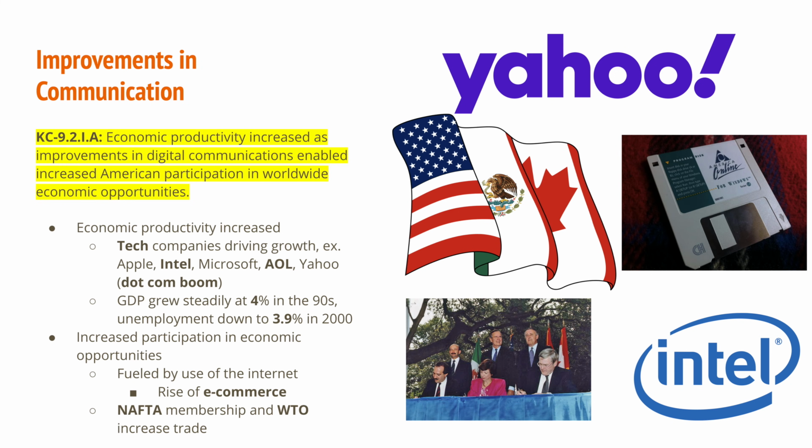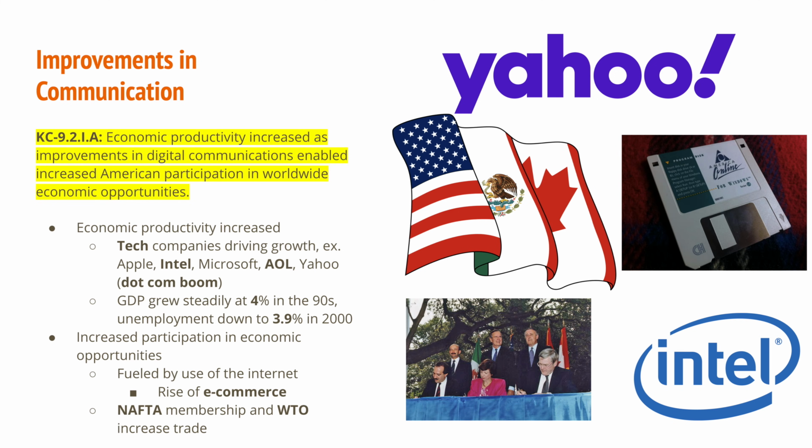So these technology companies are growing, internet access is growing, and people are buying up website domains. Now, because it is a boom, that is going to give you an idea that in the future there's going to be a bust, and that's going to come in the 21st century. But the 90s were a good economic growth period for the United States. GDP grew steadily at 4%, and unemployment went all the way down to 3.9%. That is what economists call full employment by the year 2000.